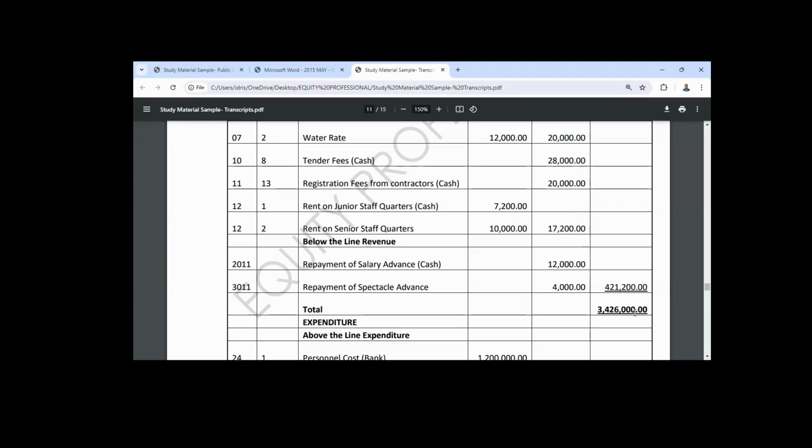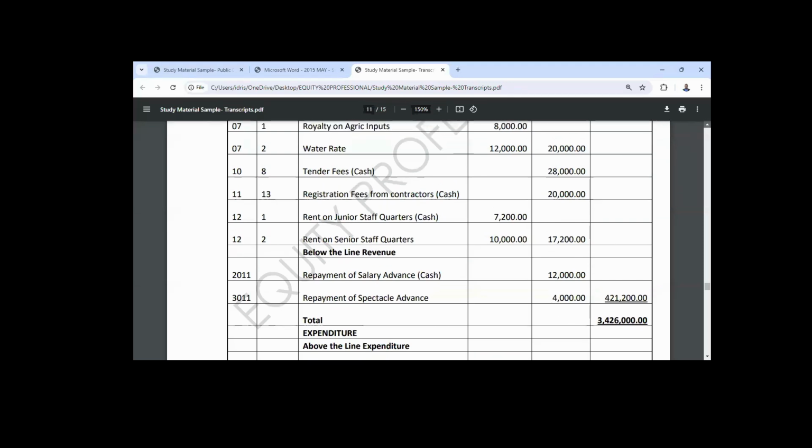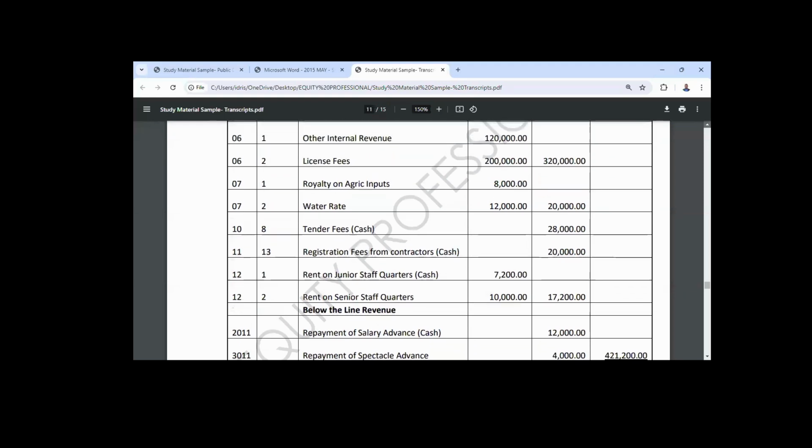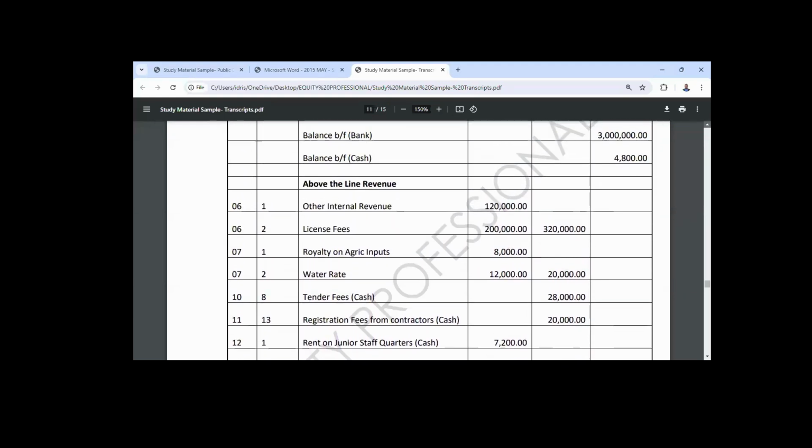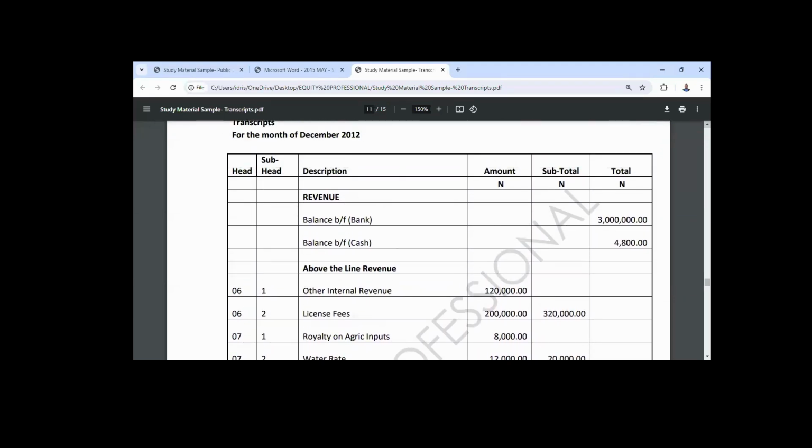Good morning, sir. Morning, my brother. Yes, sir. Some of those above the line items, and one of the below the line items, either has cash or bank written in front of it. Are we not supposed to consider that, or should we just put everything as you have explained? Why do they have to put bank, some bank and some cash? Do we need to ignore them under exam condition?